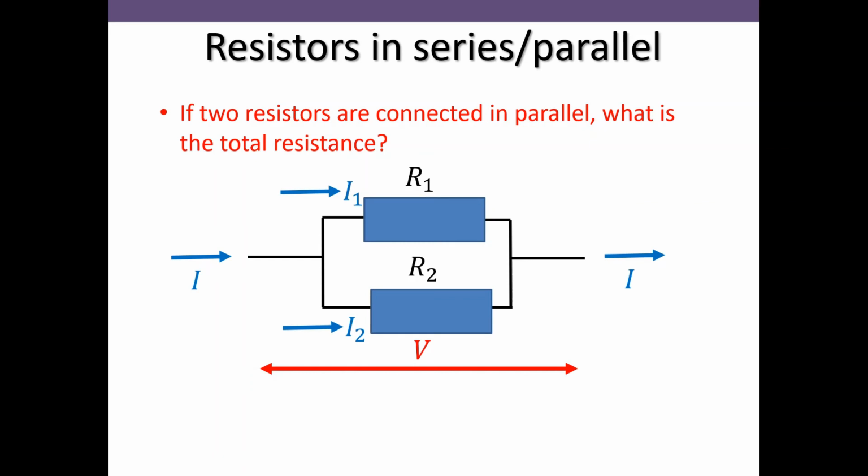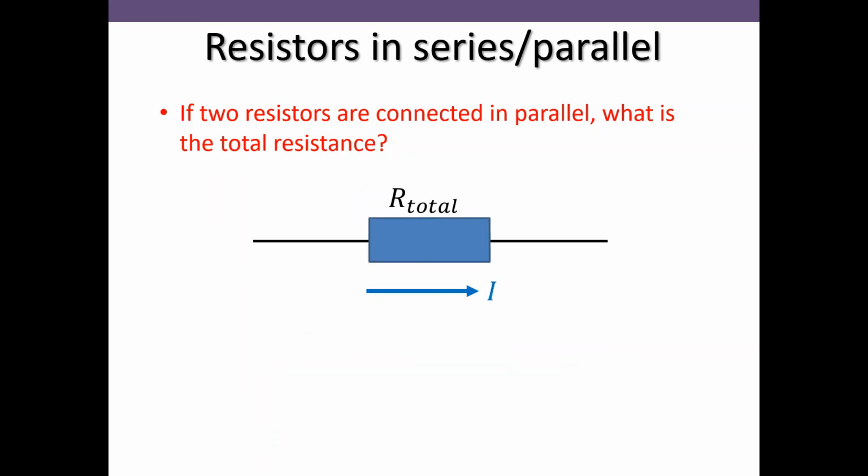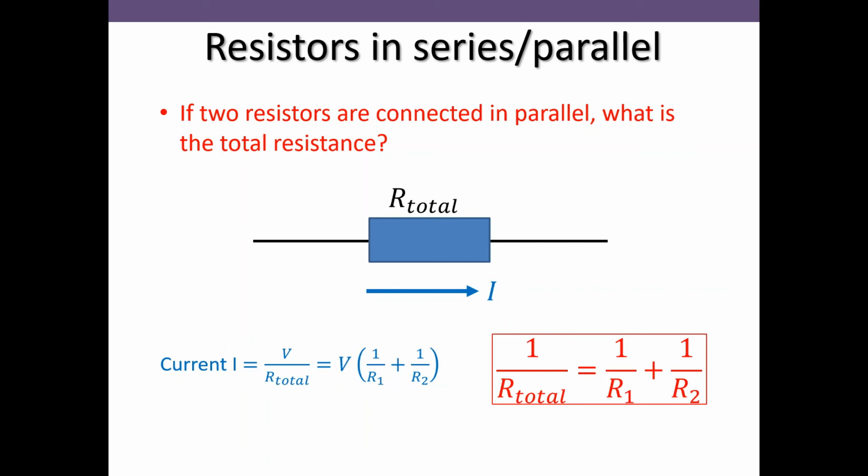Now what happens if you have two resistors in parallel? Because the current is split, the total resistance will be less than the lowest resistance if it was separate. So if you have resistors in parallel, the total resistance will be less than the lowest resistance if you treated them separately. So this is the equation: 1 over R total is equal to 1 over R1 plus 1 over R2.